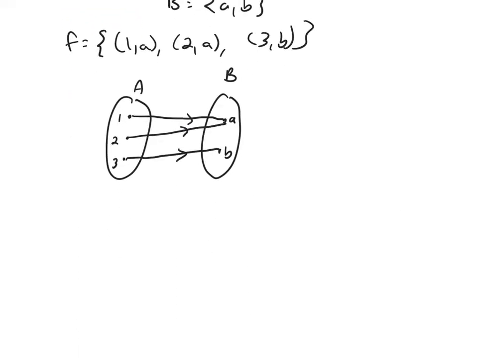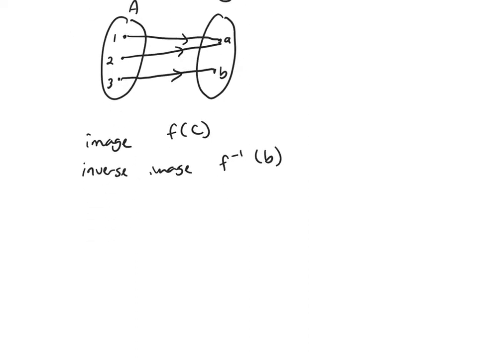So that's how we represent them with diagrams. We also talked about the image of a set. So we talked about f of C. We talked about the inverse image, so f inverse of B. We talked about injective or one-to-one. So let's go over the definition of that real briefly.